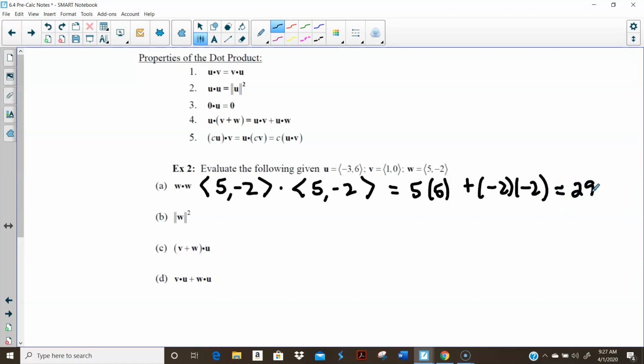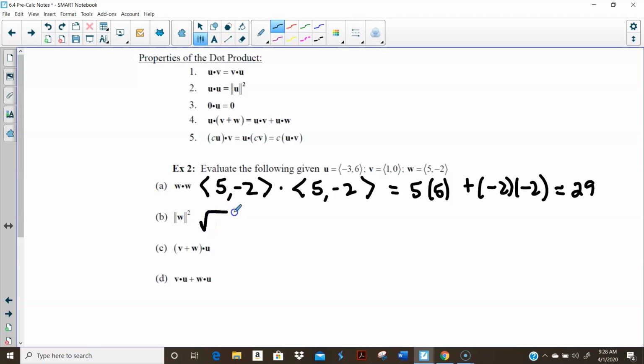Okay, the magnitude of w squared. So we're looking at number 2, and we're showing that the left side, w dot w, is equivalent to the magnitude of w squared. So let's look at what the magnitude of w squared is equal to. It should give us 29 again, correct? So we take the same vector, and this time we're going to find the magnitude of it.